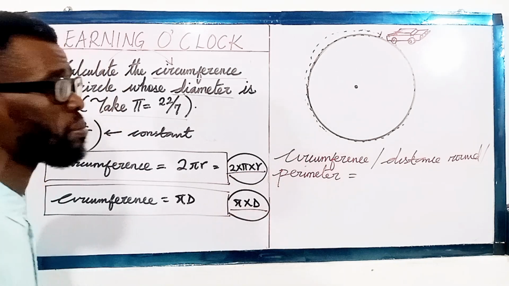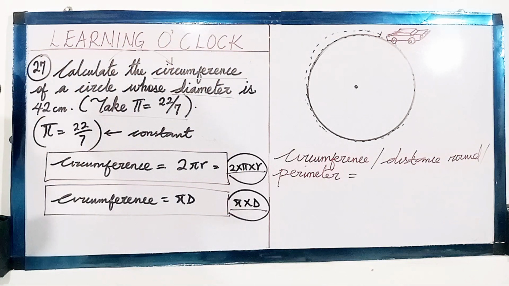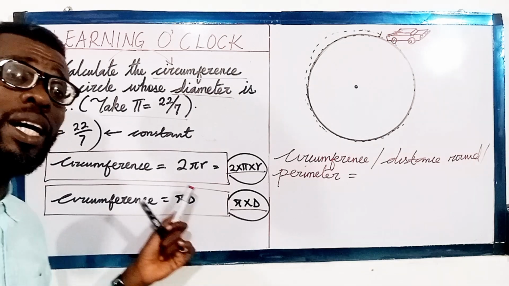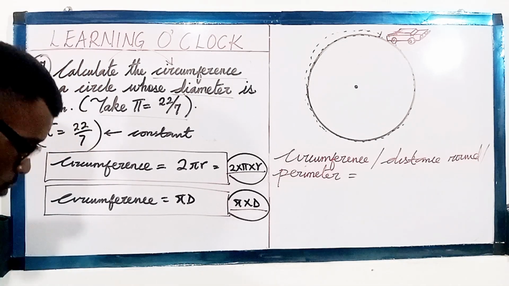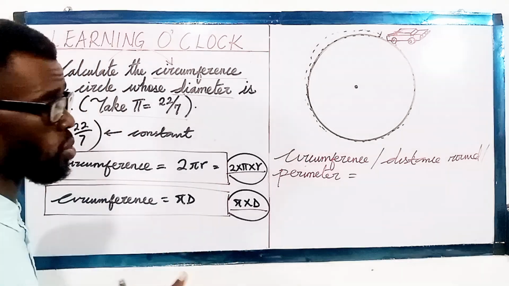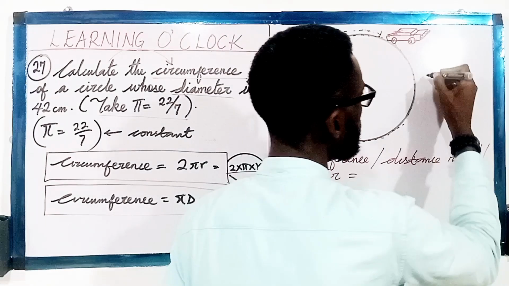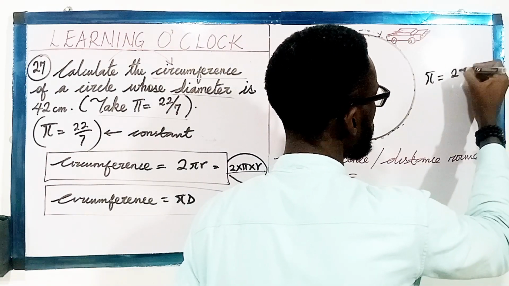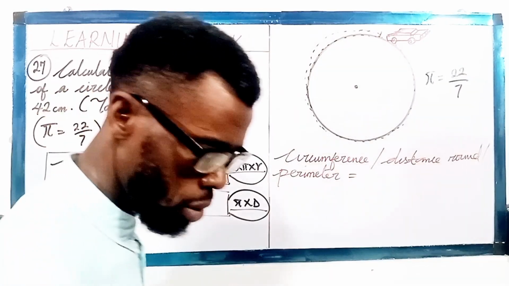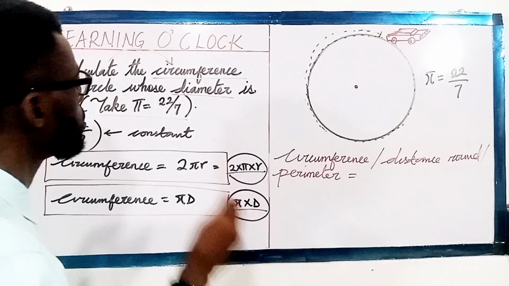Any of this formula will be able to solve this question. Okay, so now that being said, it's time to apply this formula. So let's look at the values that are given to us. So we have pi is a constant, like we said. Pi is 22/7.